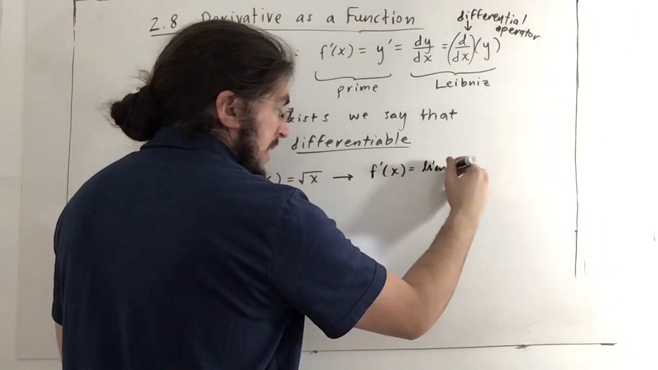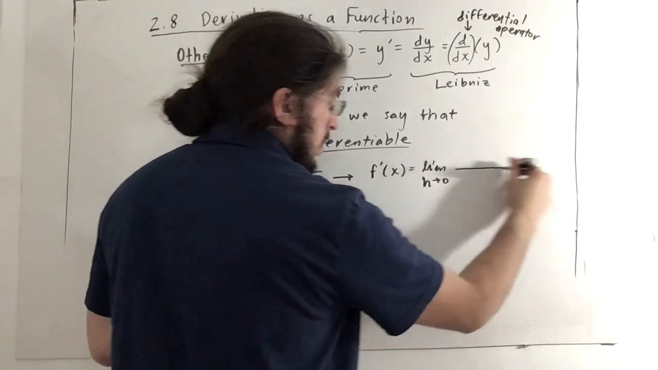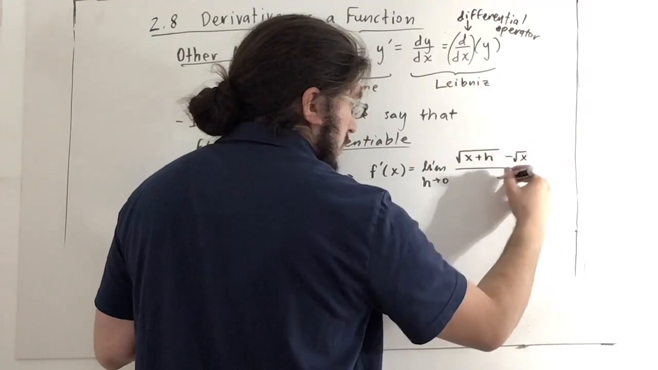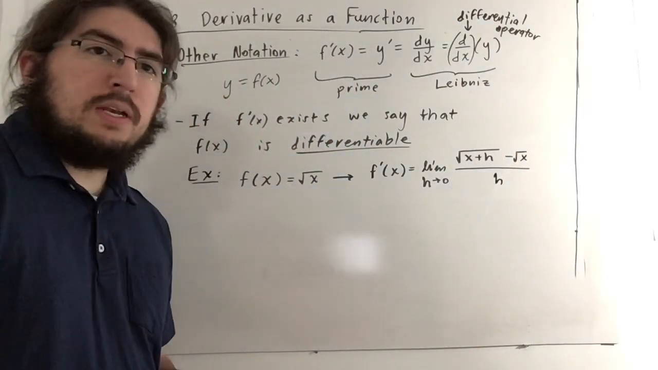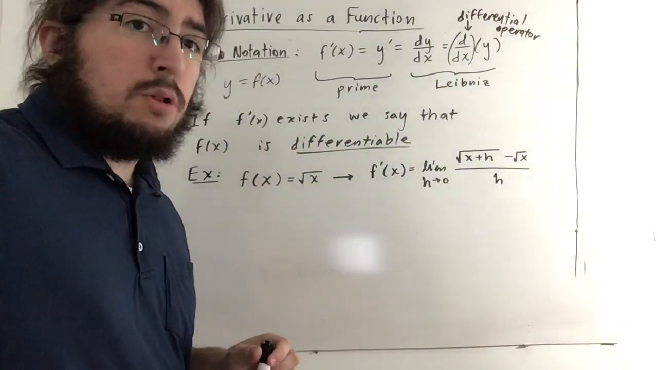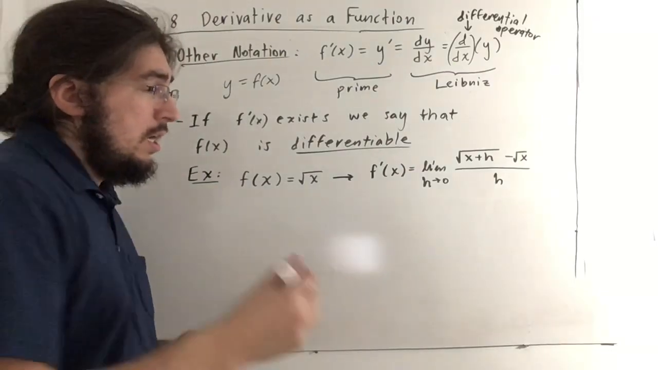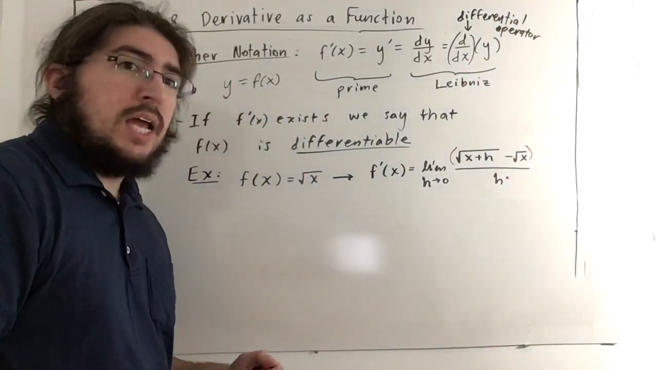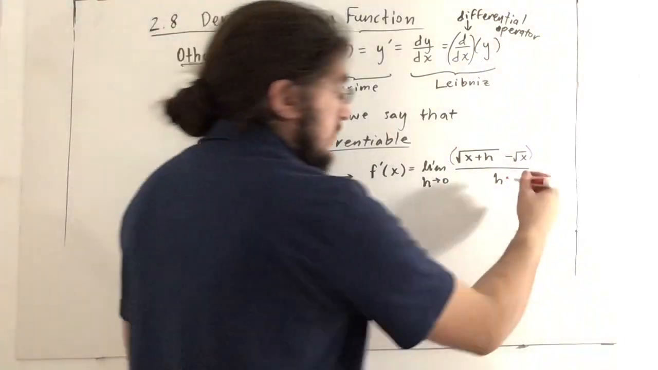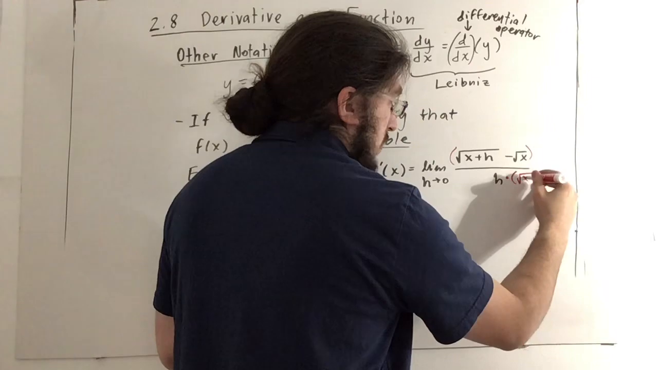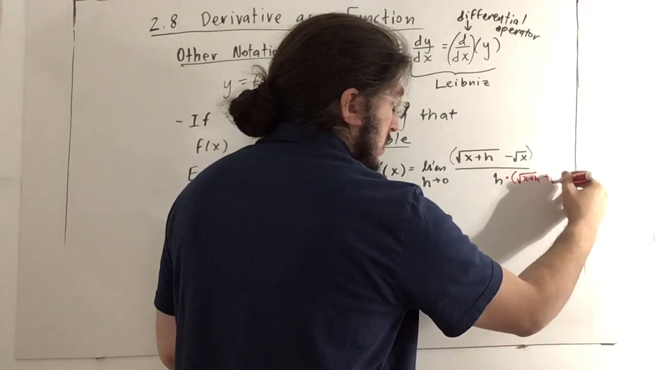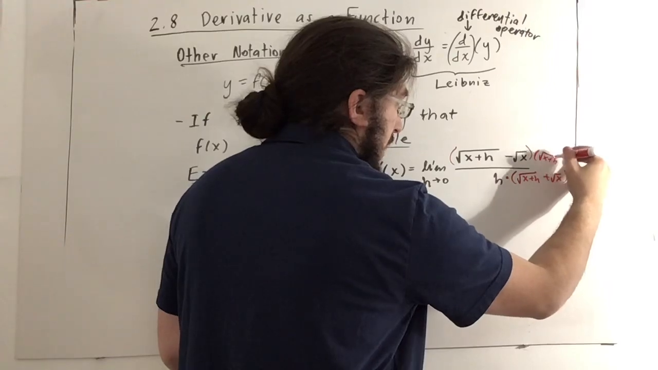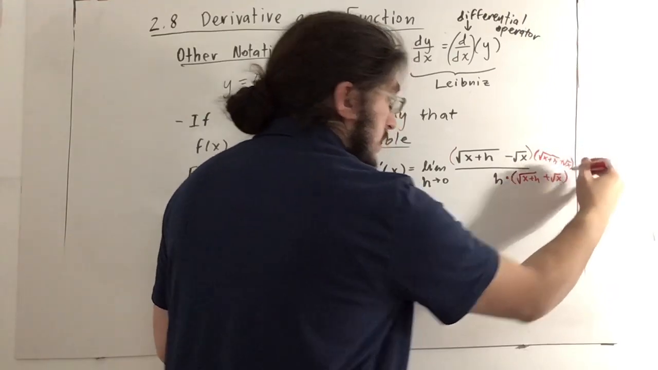And that's, of course, the limit as h goes to 0 of radical x plus h minus radical x all over h. Simple enough. What I'm going to do here is multiply top and bottom by the conjugate of the numerator. If you don't remember, a conjugate is just a middle sign change of an expression involving radicals. So it's going to be radical x plus h plus radical x.